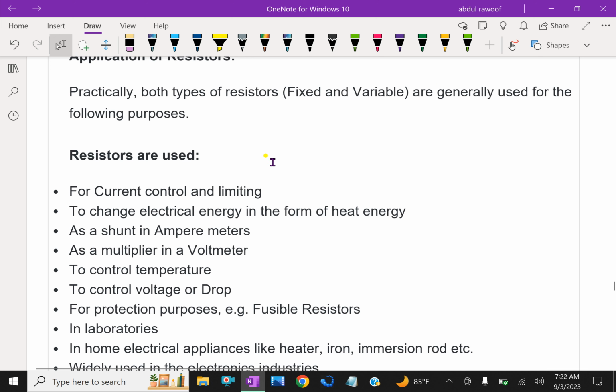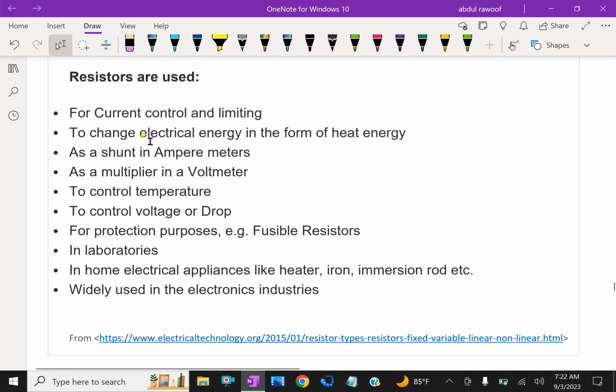Applications of resistors. Practically, both types of resistors, fixed and variable, are generally used for the following purposes: for current control and limiting, to change electrical energy into heat energy, as a shunt in ammeters, as a multiplier in a voltmeter, to control temperature, to control voltage or voltage drop, for protection purposes like fusible resistors, in laboratories, in home electrical appliances like heaters, irons, immersion rods, etc., and widely used in the electronics industries.